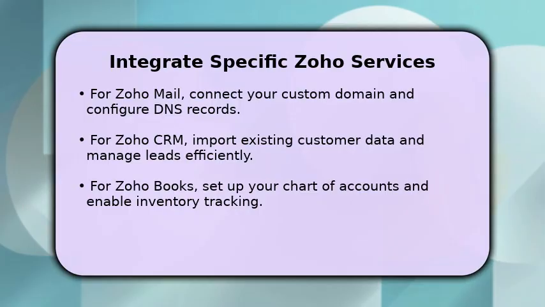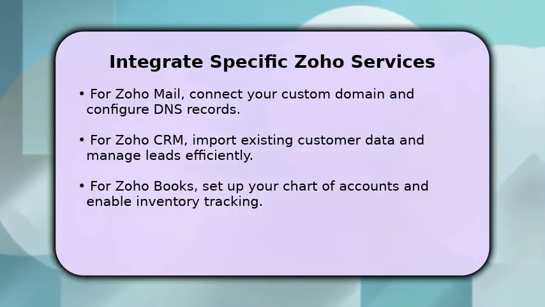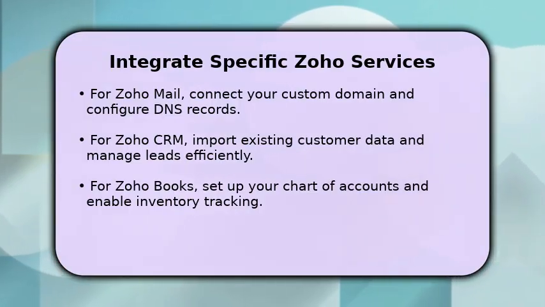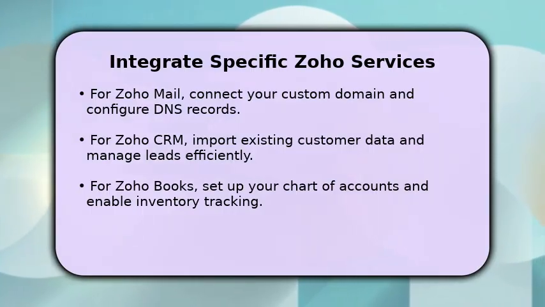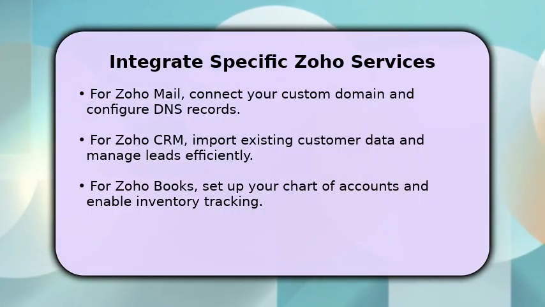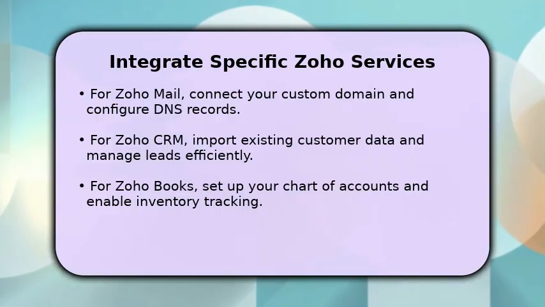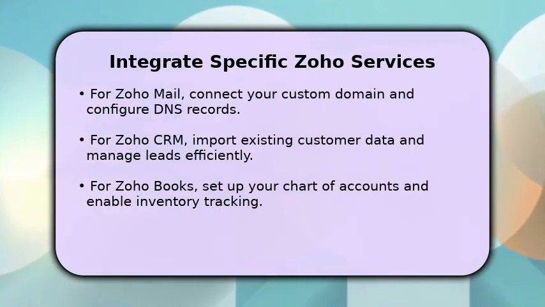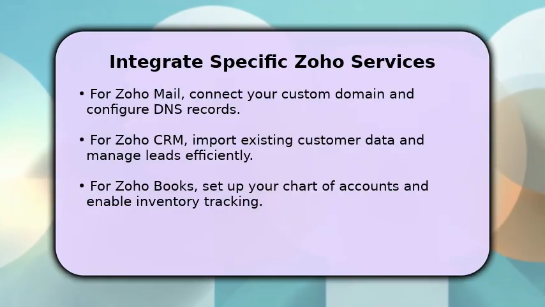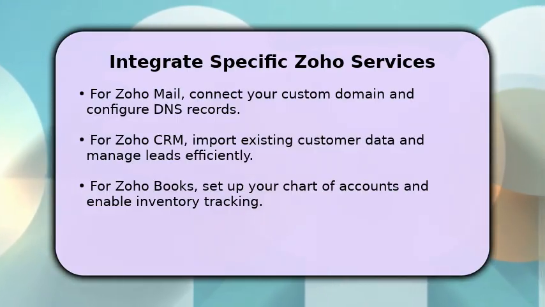If using Zoho Mail, connect your custom domain and configure the necessary DNS records like MX, SPF, and DKIM. For Zoho CRM, import your existing customer data and begin managing leads and deals effectively. If you're using Zoho Books, set up your chart of accounts and enable inventory tracking for your products.